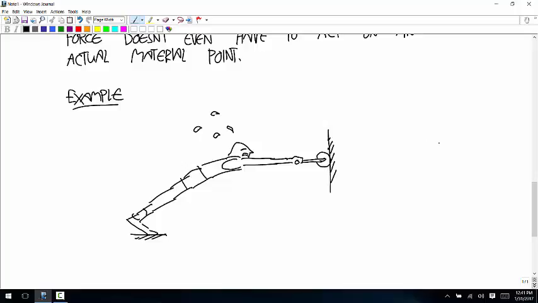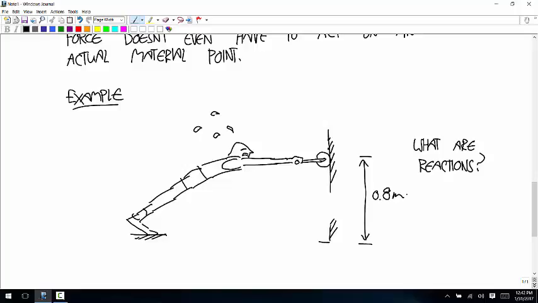And we want to know, what are the reactions? Okay, well, let's say this is what we know about it. We know that the height of the roller is 0.8 meters. And the center of mass of this person would probably be about here somewhere, probably off the material a little bit.